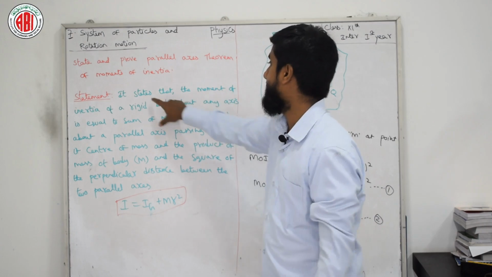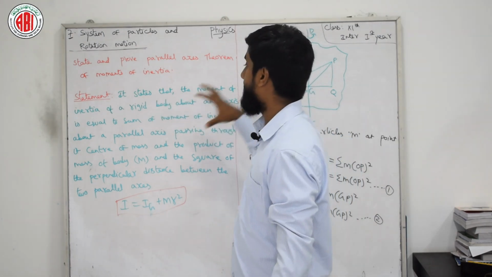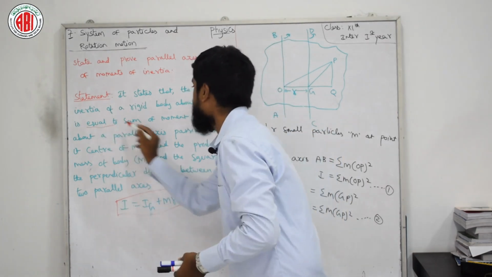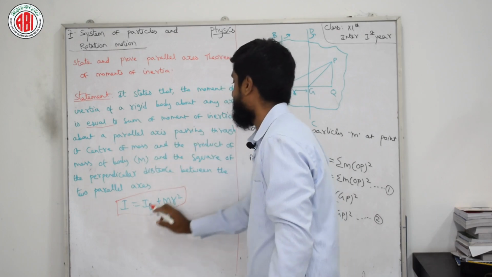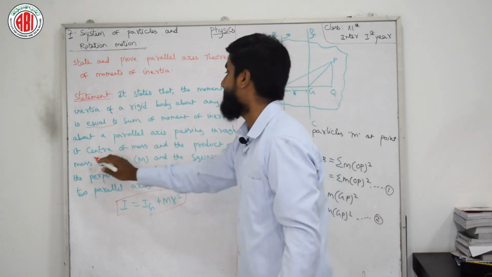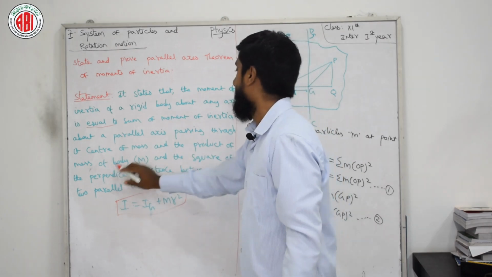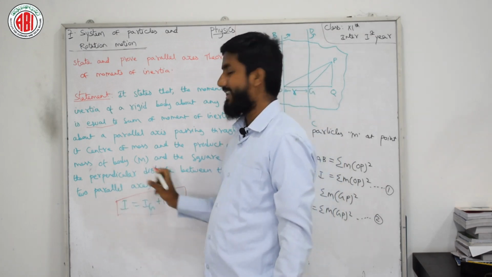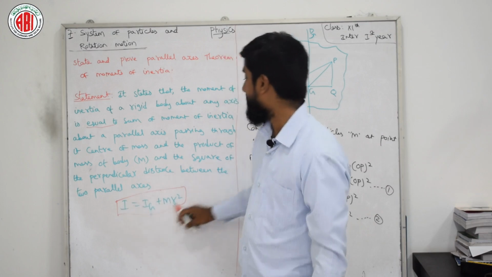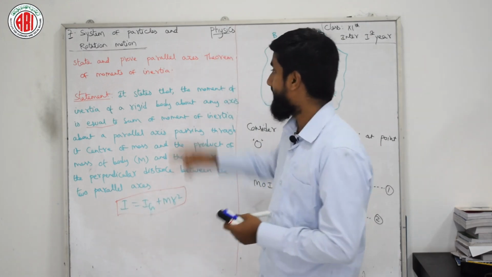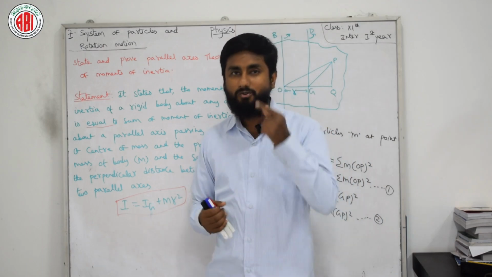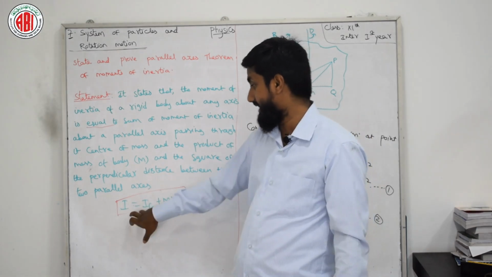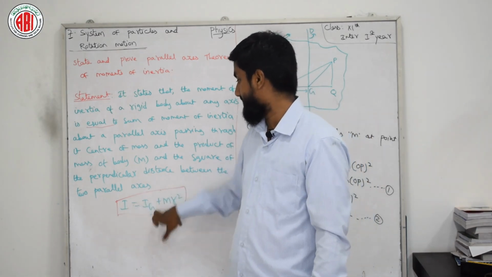So it states that the moment of inertia of a rigid body about an axis is equal to the sum of the moment of inertia about a parallel axis passing through its center of mass, and the product of mass M and the square of the perpendicular distance between the two parallel axes. If you remember this small formula, you can completely define this statement. Then you need to work out the logic of how you can define it with the help of this equation: I is equal to Ig plus Mr square.